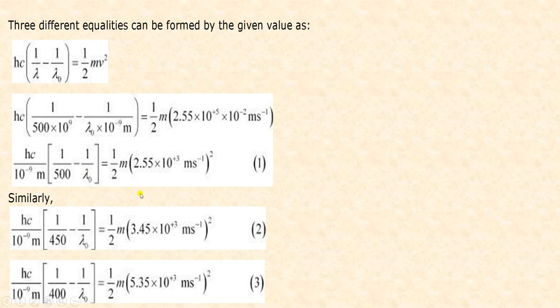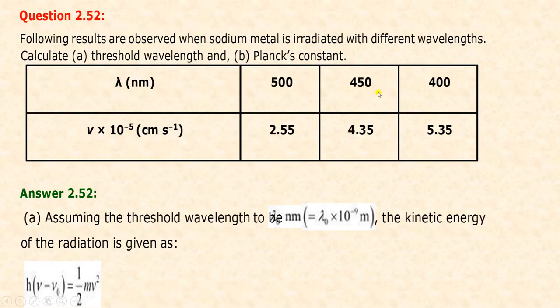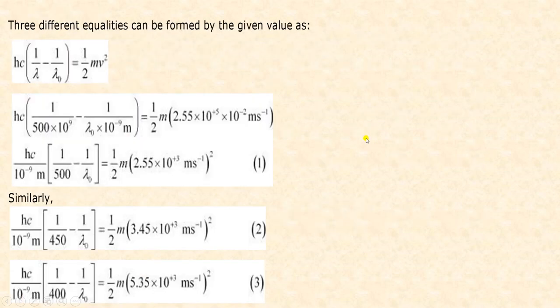In a similar way, you will make a second equation where you will put the second wavelength, that is 450, and the second velocity, that is 4.35.